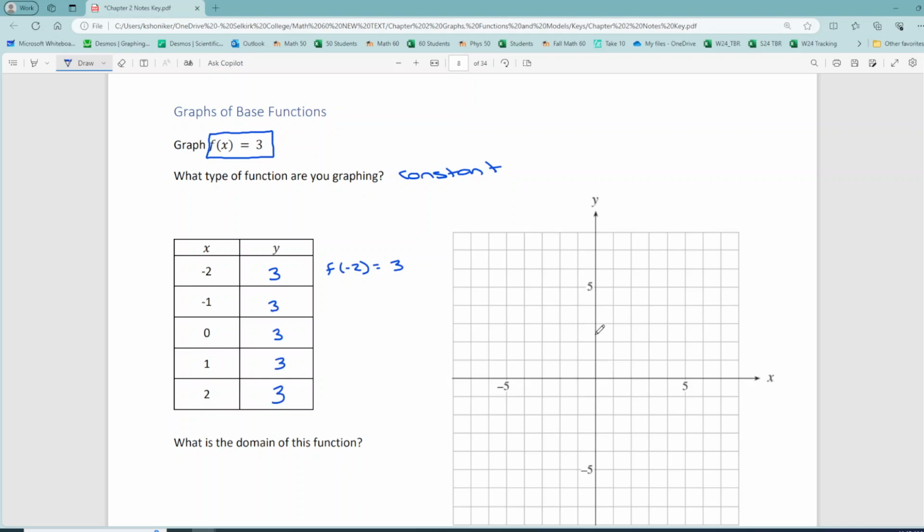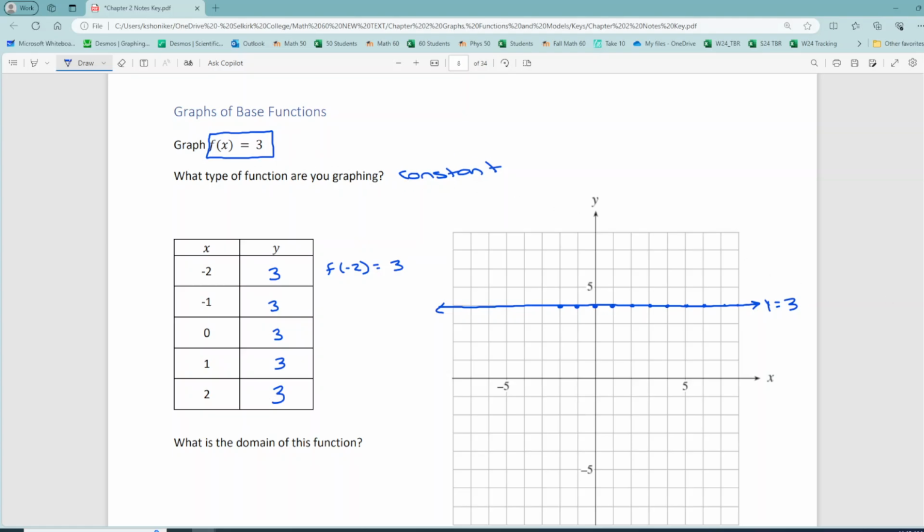So if I was to graph this, I would put a dot at negative 2, 3, or an ordered pair, and negative 1, 3, 0, 3, 1, 3, 2, 3, and all the way along. Okay, I need lots of dots. So to connect these dots, not bad. You're drawing a horizontal line at y equals 3. So what type of function is this? This is called a constant function. Anytime there is no x, so y is just defined as 3, then it is a constant.